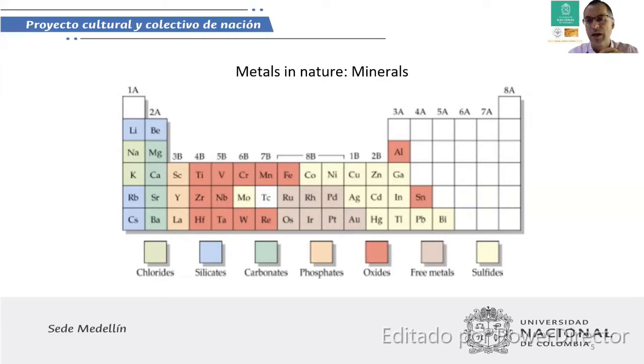Another very important association is oxides. The oxides are very common in the surface of the earth, in the crust of the earth. And you can find, like, iron. Iron is very common. Aluminium is very common, like oxides. And so oxides are very, very common to find in nature.